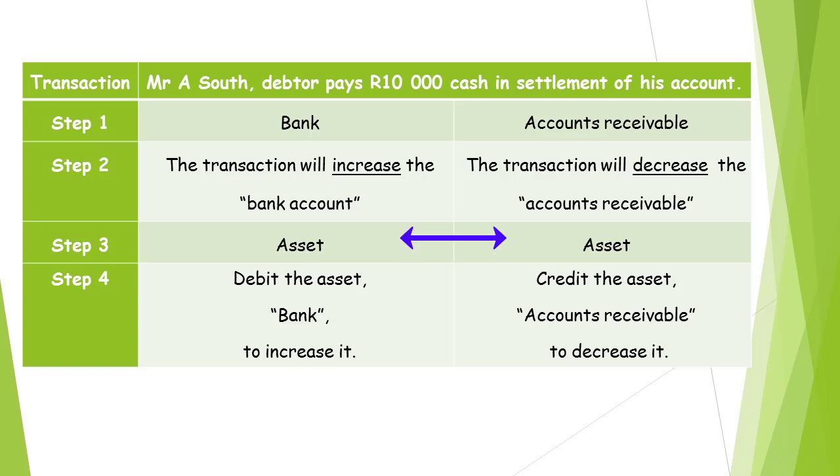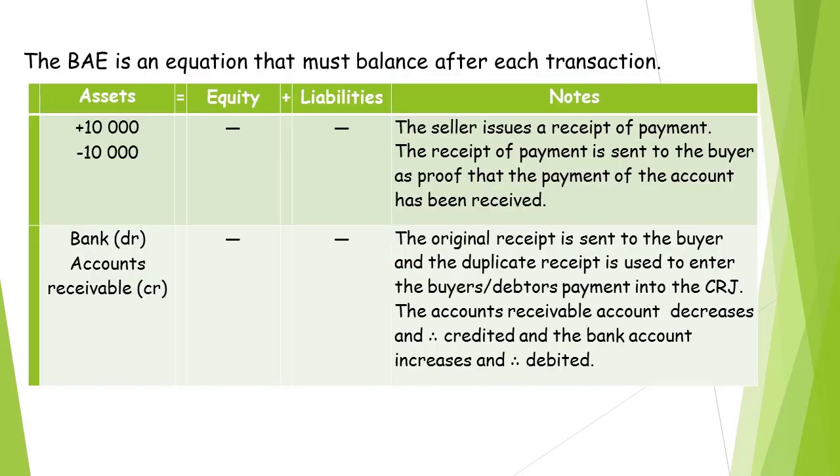Both bank and accounts receivable are classified under assets. The rule for assets is that these accounts increase on the debit side and decrease on the credit side. In our example, the bank account will therefore increase on the debit side, and the accounts receivable account will decrease on the credit side. On the basic accounting equation, assets will therefore increase and decrease with 10,000 Rand.